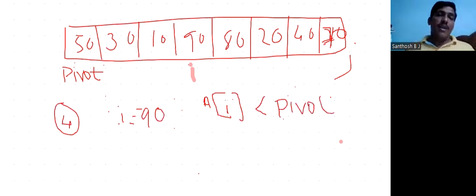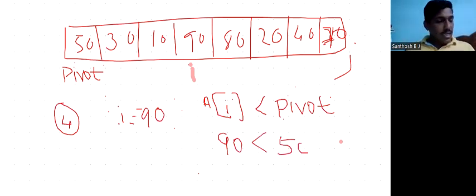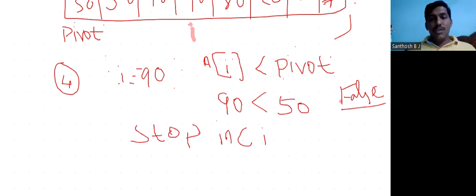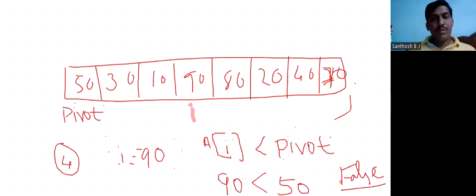See here, what is the value of I? 90 is the value of I and pivot value is 50. Is 90 less than 50? Automatically the condition is false because 90 is greater than the pivot value. So the condition is false. If the condition is false, stop incrementing I. So I is stopped at 90. That is the fourth step completed.